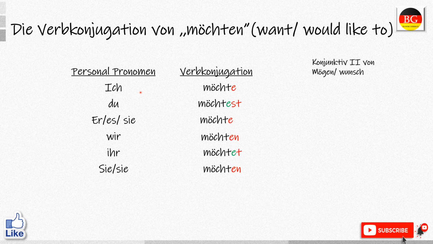So let's see one more time the verb conjugation for möchten: ich möchte, du möchtest, sie möchte, wir möchten, ihr möchtet, sie möchten. Keep it in mind, Konjunktiv II von mögen. Möchten is a Konjunktiv II von mögen. Möchten is generally used to express a wish. Let's move on.